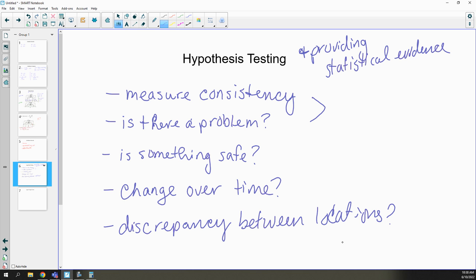So hypothesis testing is an incredibly powerful tool, and we really can use it for any topic that you are curious to find and collect statistical evidence for.